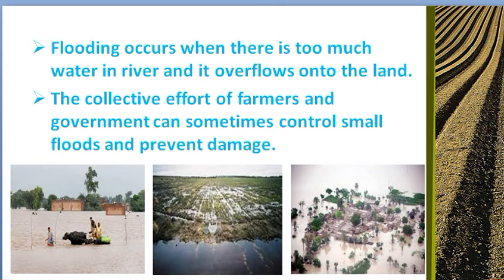Flooding occurs when there is too much water in river and it overflows onto the land. The collective effort of farmers and government can sometimes control small floods and prevent damage. In this slide you can see flooding. Children, you know that in 2010 flood in Pakistan destroyed crops and displaced people. That time was very crucial for farmers. 2010.